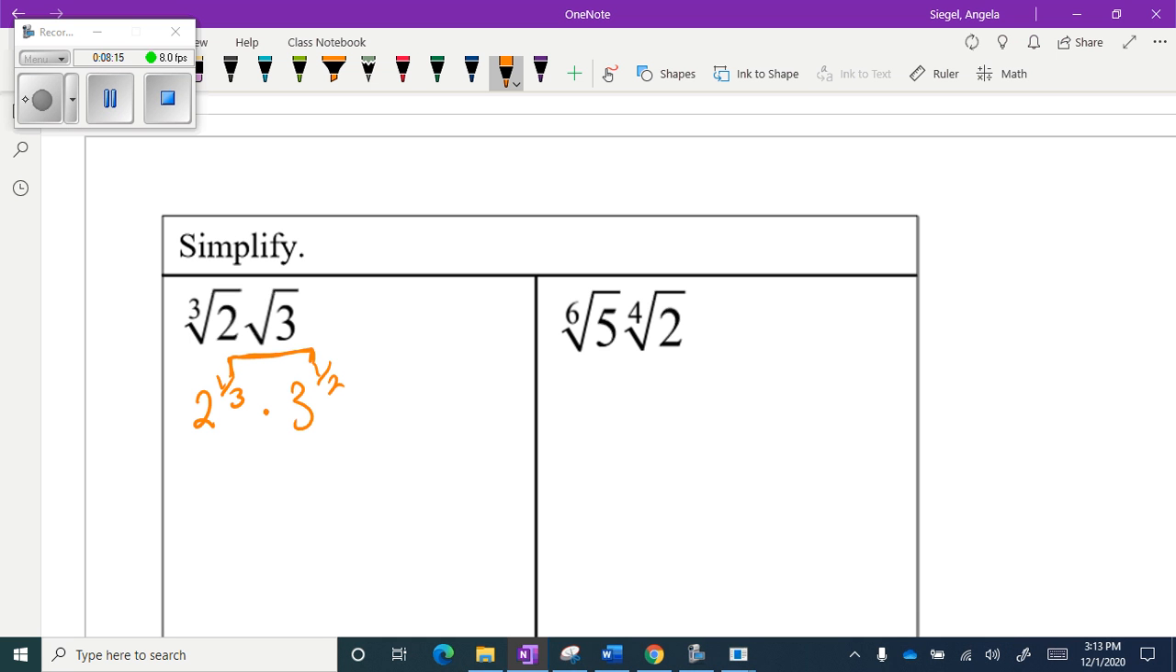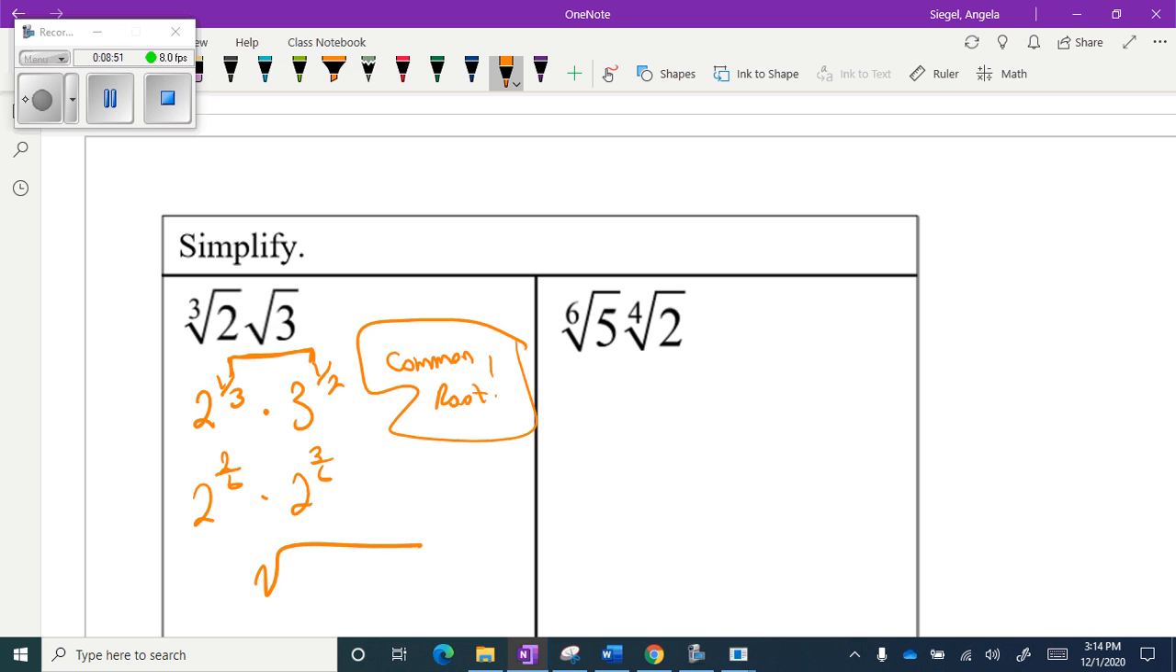So let's say that this is, and it doesn't have to be, okay, so let me just be clear. It doesn't have to be everything, but just the root. So common root. So my common root or denominator would be 6. So this is 2 to the 2/6 power and 3 to the 3/6 power. So when I have that denominator the same, that means that my root is the same.